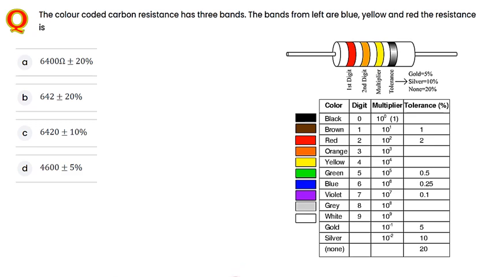For the first color, they have given blue in this case, and blue is 6, so the first digit is 6. The second color is yellow, which is 4. The third color is red, which is 2, so the multiplier is 10 to the power of 2.